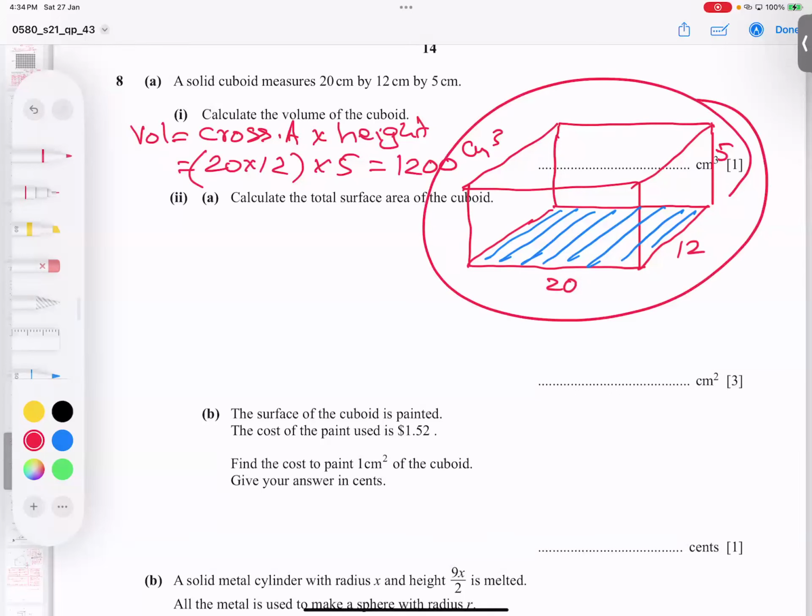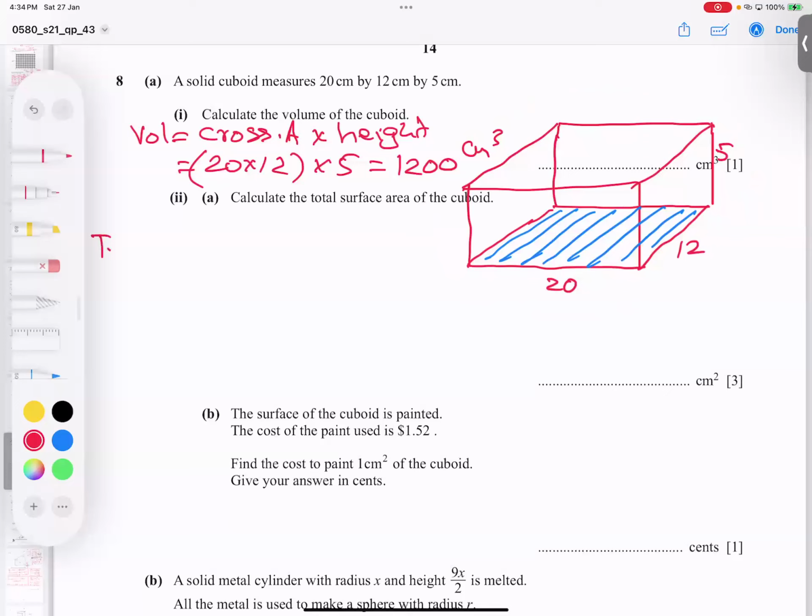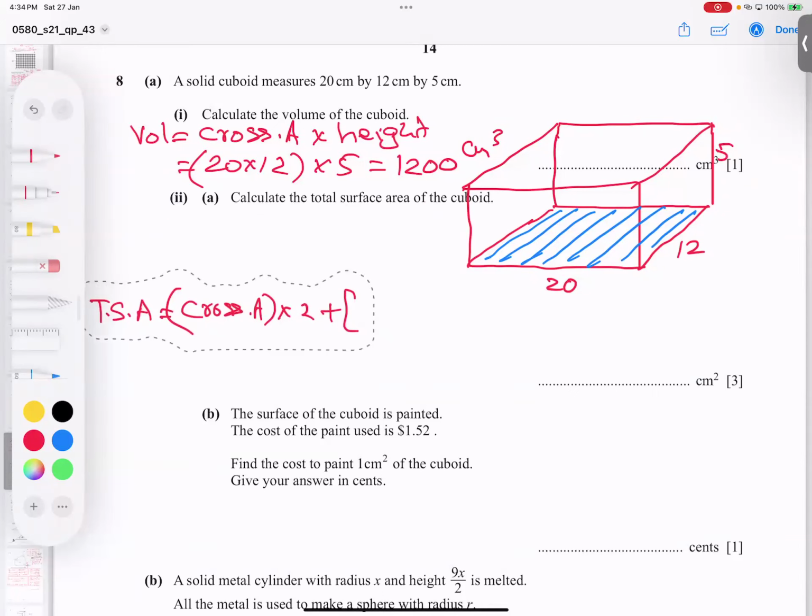Total surface area. How to get a cuboid's surface area? I have a special formula for it. TSA, total surface area, is cross area times 2. You ask why, sir? Because the bottom area, the floor area, and the top ceiling area are the same. That is why I say cross area times 2, plus, now times 2, perimeter of cross area times length, or times height, no issue at all.